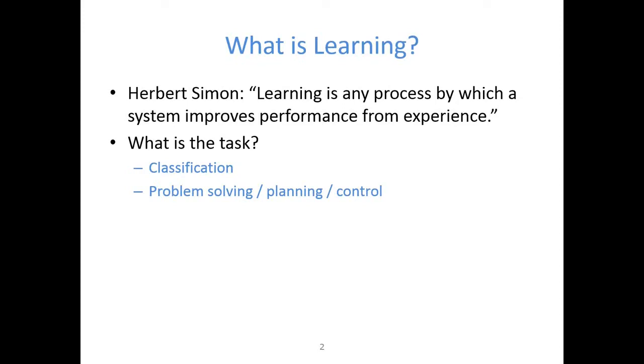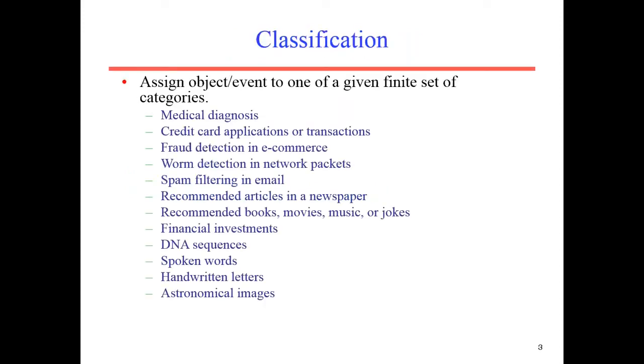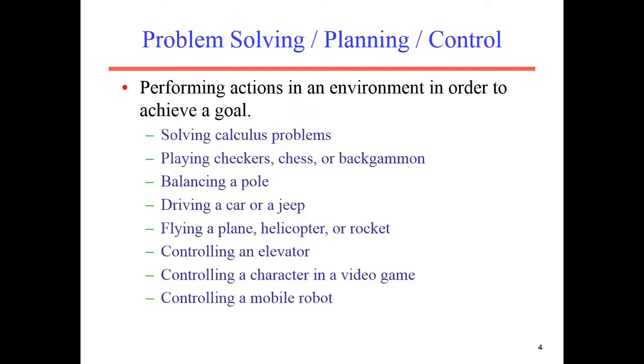There are two main tasks, if we can split them into two categories. There is classification, and there is problem solving and control planning. For classification, we need to assign an object or event or any input to one of the categories. For example, medical diagnosis, which I will give as a case study later on, credit card applications, fraud detection, spam filtering, finance, DNA, handwriting letters, and so on. There are a lot of applications in order to make our system able to tell the difference between different categories.